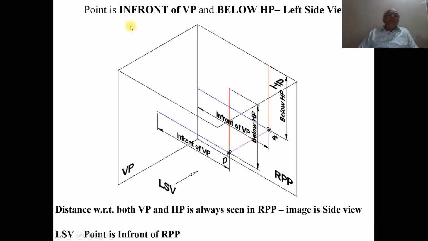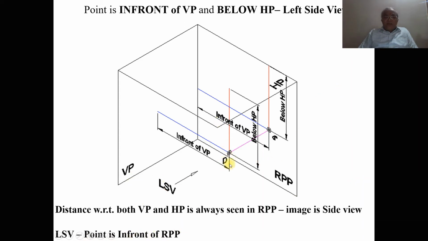Now we are going to see what is the position with respect to the left profile plane or right profile plane. The point is in front of VP and also below HP, so it is the left side view. The distance with respect to both HP and VP is always seen in the right profile plane. So the image is the side view, the LS view, because the point is in front of RPP.